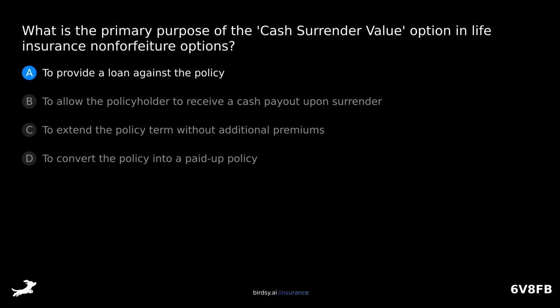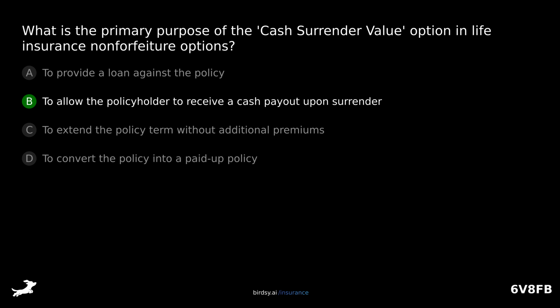Is it A, to provide a loan against the policy? B, to allow the policyholder to receive a cash payout upon surrender? C, to extend the policy term without additional premiums? Or D, to convert the policy into a paid-up policy? The answer is B, to allow the policyholder to receive a cash payout upon surrender.